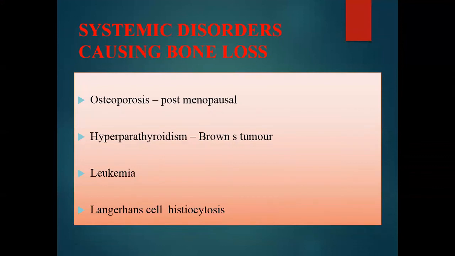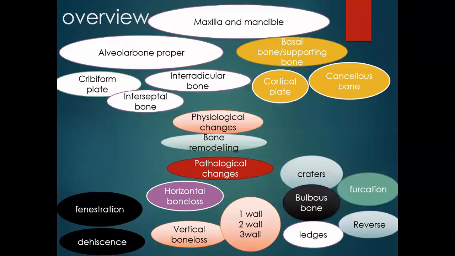Next, we see some of the systemic disorders which cause alveolar bone loss. One is osteoporosis. Next is hyperparathyroidism. Third is leukemia and Langerhans cell disease. In these conditions, we have bone loss happening in the alveolar bone.